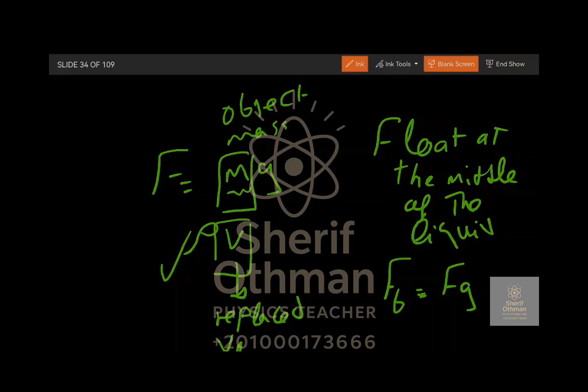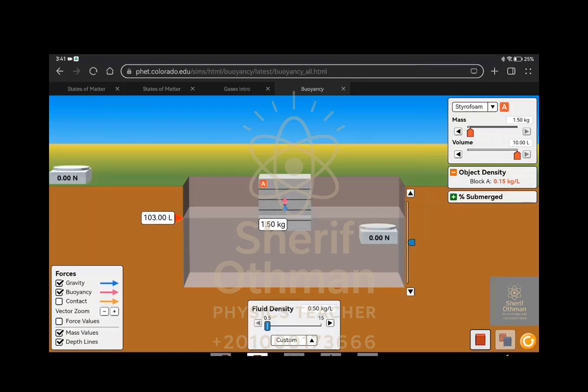So we can say that Fg now is rho times the volume of fluid multiplied by g. Rho is the density, which gives the buoyant force also. Let's check, guys, the buoyant force. We have a mass. This mass is 1.5 kilogram, made of styrofoam.